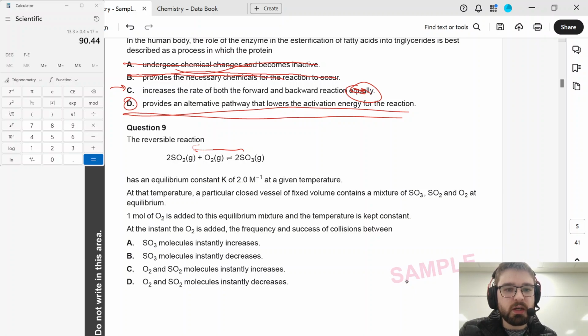Now we did not do that. Now note that you haven't decreased the SO3 either. So nothing is going to change with the SO3. So it's only going to be the O2 and SO2. There's more O2, so there's going to be more collisions, so it's just going to be C.